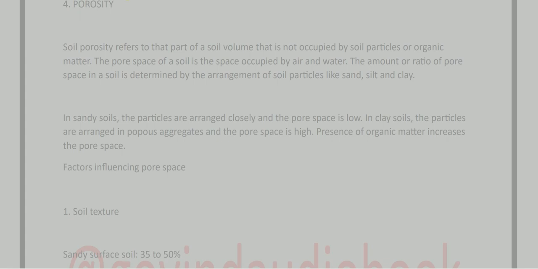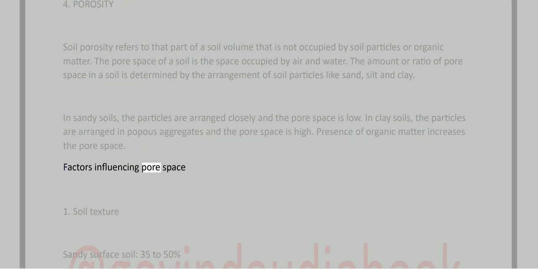Porosity. Soil porosity refers to that part of a soil volume that is not occupied by soil particles or organic matter. The pore space of a soil is the space occupied by air and water. The amount or ratio of pore space in a soil is determined by the arrangement of soil particles like sand, silt and clay. In sandy soils, the particles are arranged closely and the pore space is low. In clay soils, the particles are arranged in porous aggregates and the pore space is high. Presence of organic matter increases the pore space.